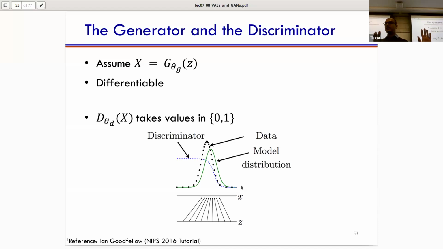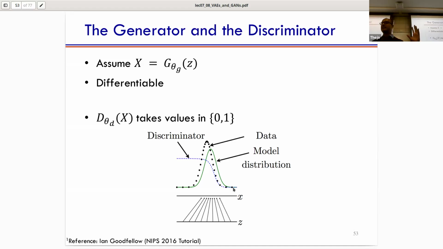D knows that things which are to the left of some threshold are black dots, so I should produce 1. And if the input is to the right of the threshold, I know the green curve is in that region, so I should produce a 0. So D, shown through this blue dashed line, you can think of it like a step function. Anything to the left of the threshold, because it's black dots, will be 1, and anything to the right of the threshold, since it's the green curve, will be 0.